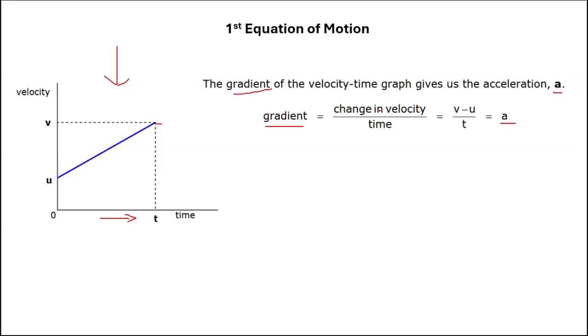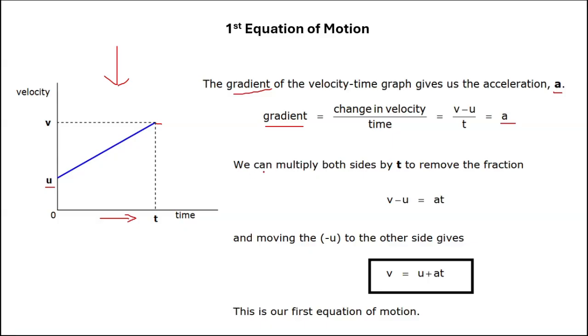Okay, so what is the change in velocity here? In our case, the change in velocity is final velocity v minus initial velocity u. So the change in velocity is v minus u divided by time, and this is equal to acceleration. Now we can multiply both sides by t, so we get v minus u is equal to at.